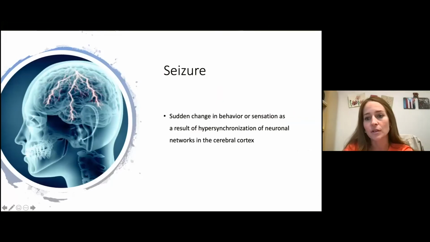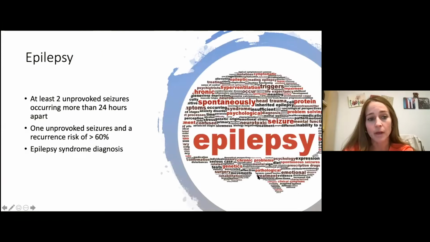So a seizure, as you all probably know, whether you've heard it from your physician, your provider, or the Epilepsy Foundation, is a sudden change in behavior, or it can just be a sensation that's a result of hypersynchronization of neuronal networks in the cerebral cortex, which is where seizures are generated. So electrical activity that kind of goes wrong. But that's not the same as epilepsy.